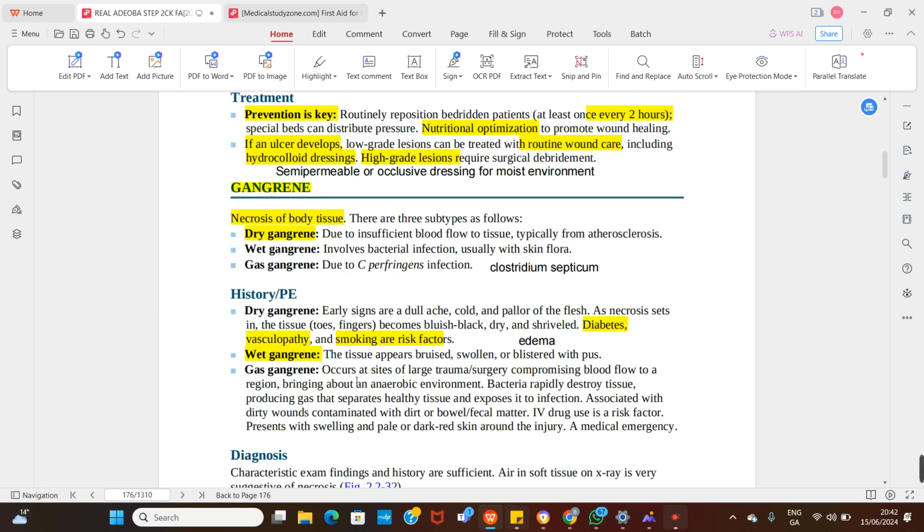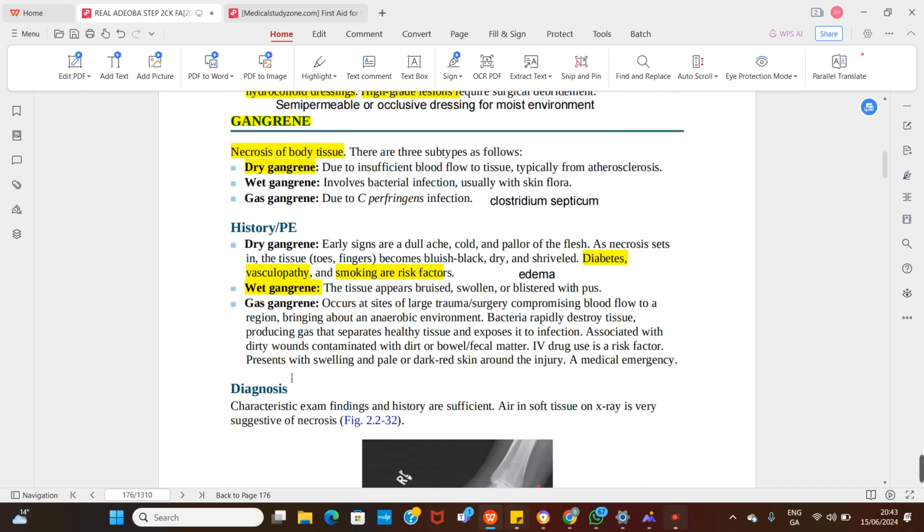So the dry gangrene is from the coagulative necrosis, right? From the reduced perfusion, destruction of the tissue. Now, when the bacterial infection comes in, there's liquefaction, formation of pus, the blisters, edema. Now, for the gas gangrene, we don't need to cram too much stuff.